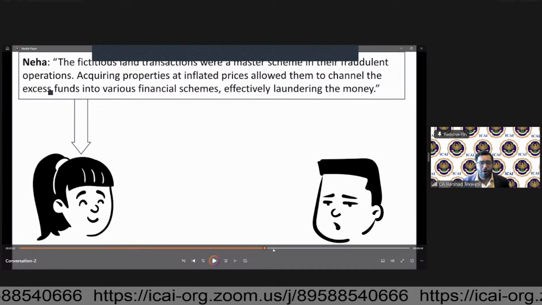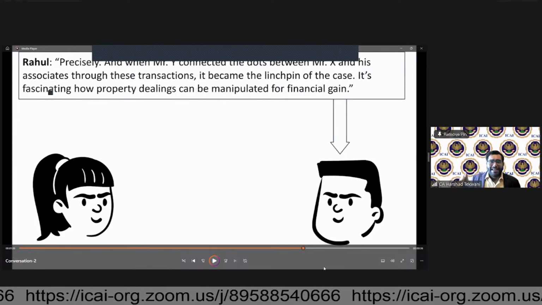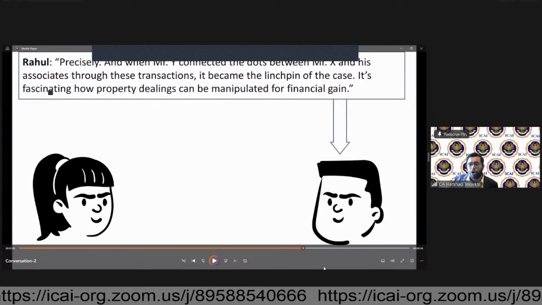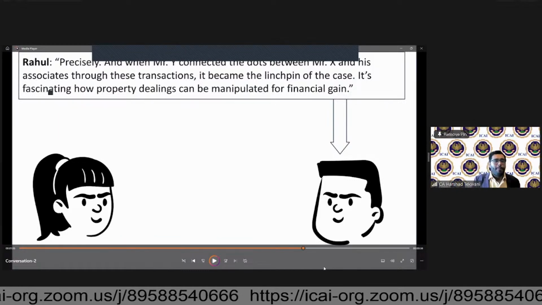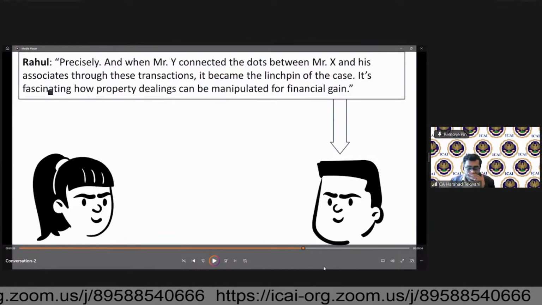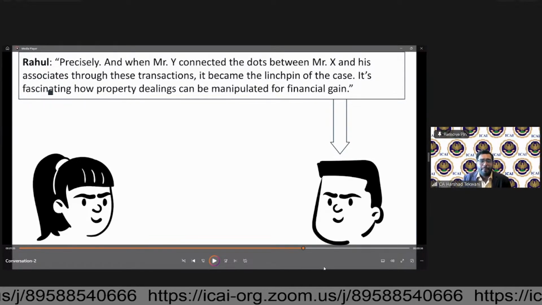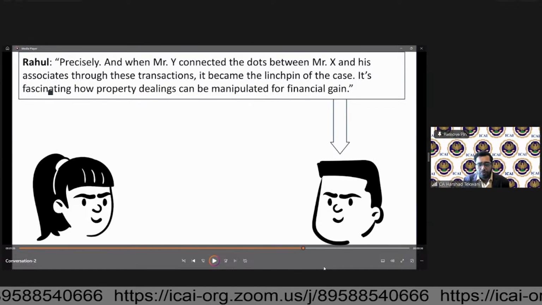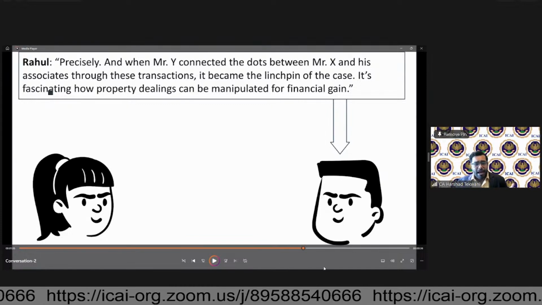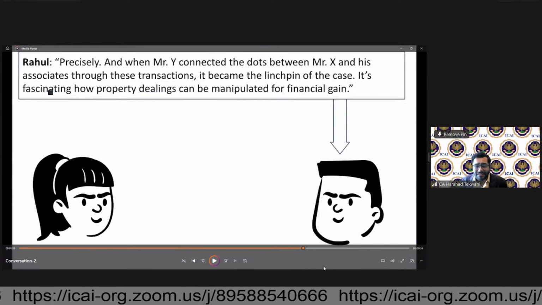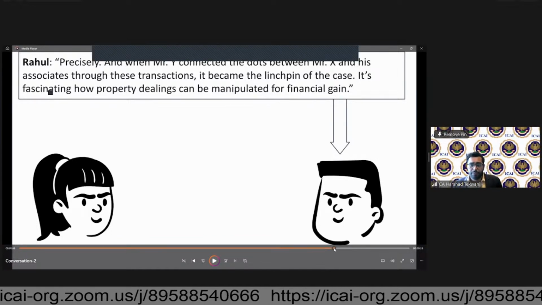And in the last, they connected the dots. Precisely when Mr. Y connected the dots between Mr. X and his associates through these transactions, they came to know about property dealings and how they could be manipulated for financial gain. So by gathering evidence and doing continuous analysis, they identified the whole scenario, the whole case, and what was going on. Gathering evidence and performing analysis is a continuous activity. It happens until you get a conclusion or the desired evidence and result.